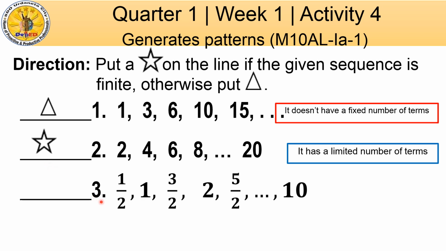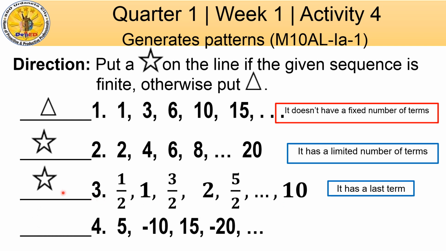Example number 3, we have here 1/2, 1, 3 over 2, 2, 5 over 2 till 10 has also a limited number of terms and it has a last term, then this is an example of finite sequence. So we're going to put a star.